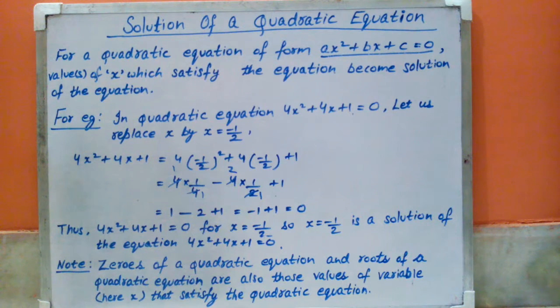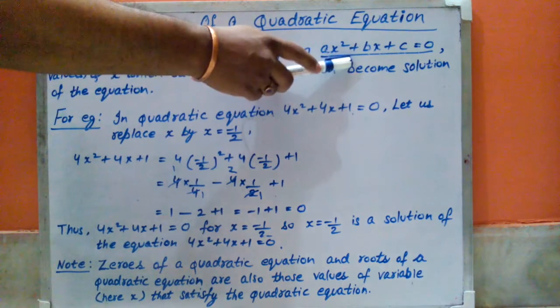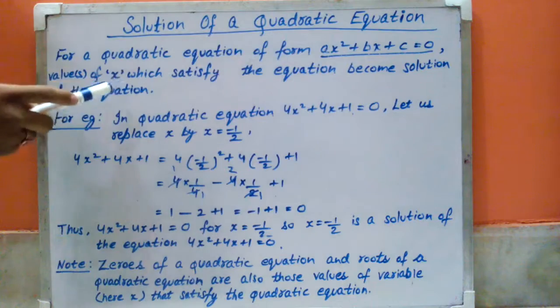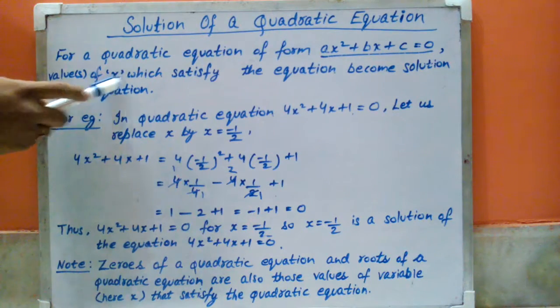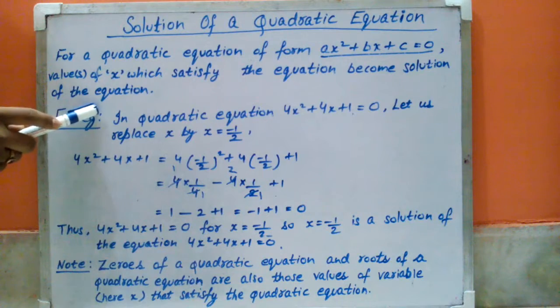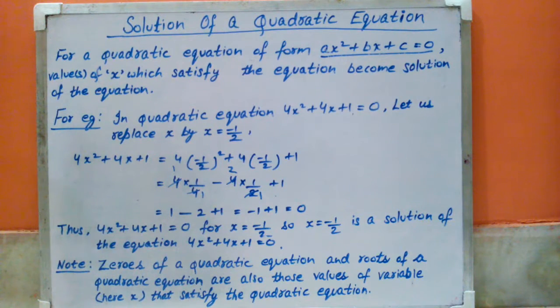Today we will learn what is solution of a quadratic equation. For a quadratic equation of form ax square plus bx plus c is equal to 0, any value or values of x which satisfy the equation becomes solution of the equation. Now the meaning of satisfying the equation is important to know.